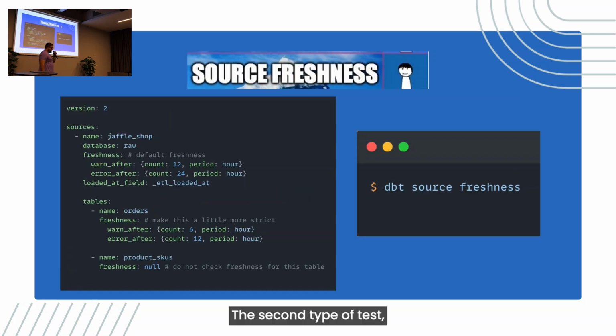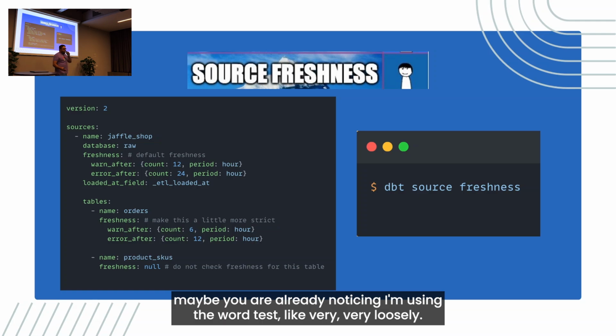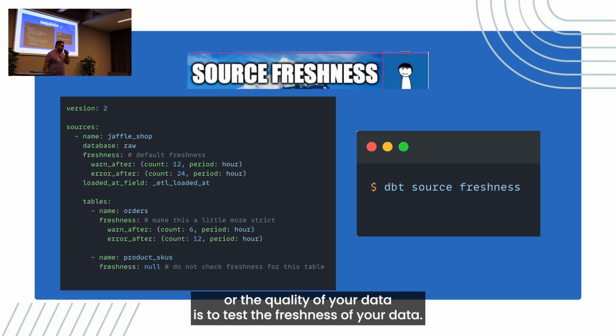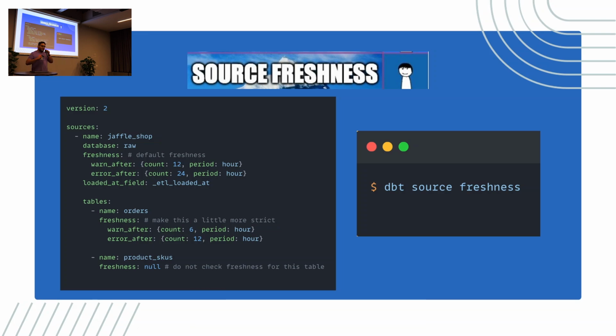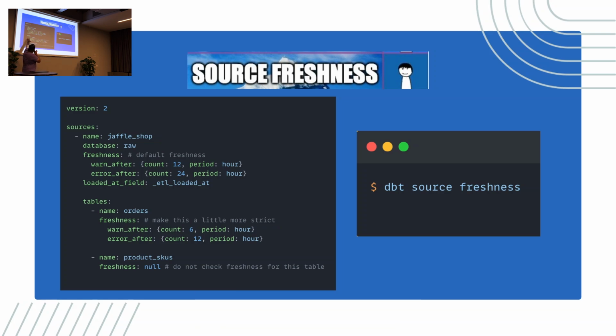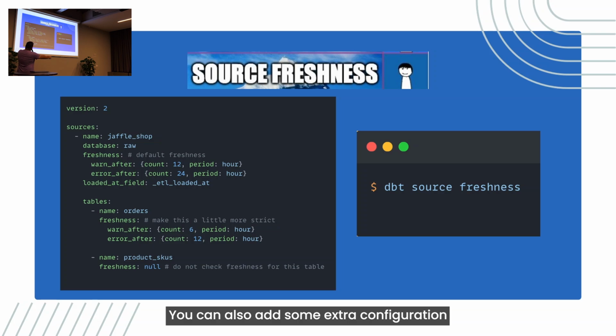The second type of test, and maybe as you are already noticing, I'm using the word test very, very loosely. Just whatever type of feature that allows you to improve the code quality or the quality of your data. This one is to test the freshness of your data. In DVT, you can very easily know if the data was properly refreshed. Step one: here inside of the YAML where you define your sources, you can also add some extra configuration under the freshness tag.